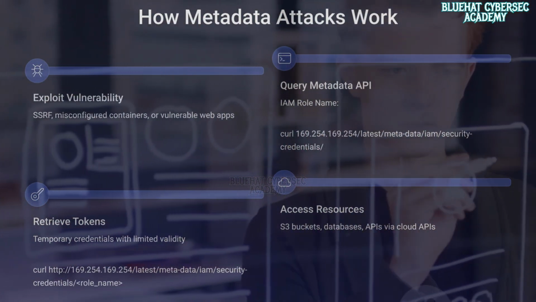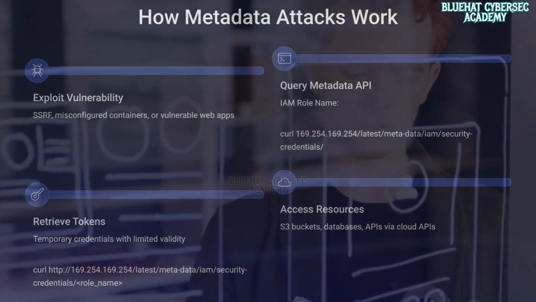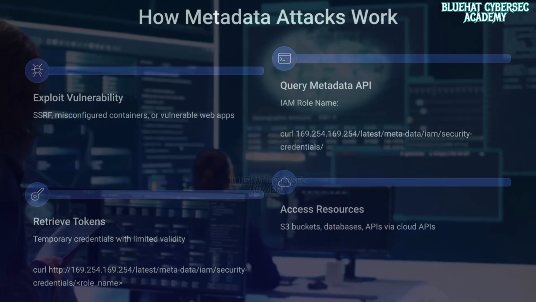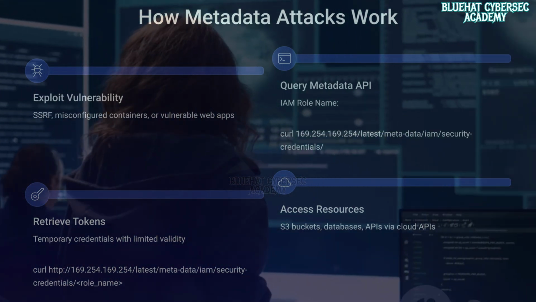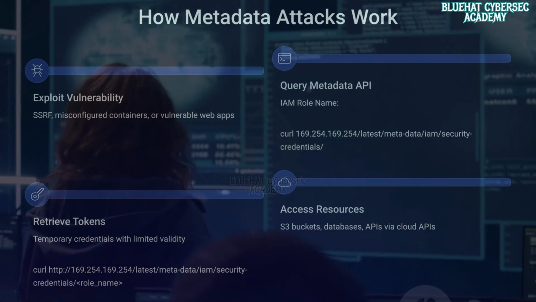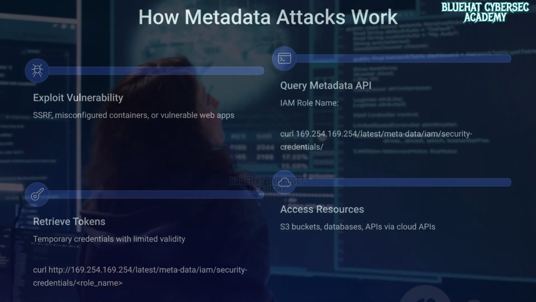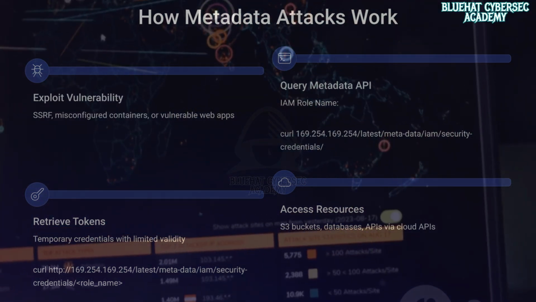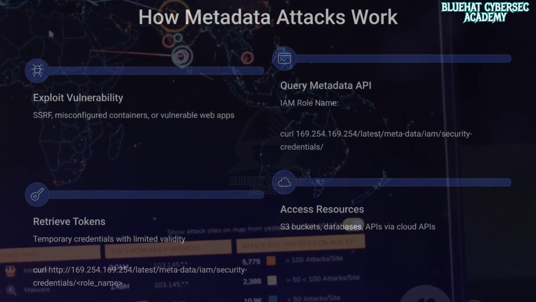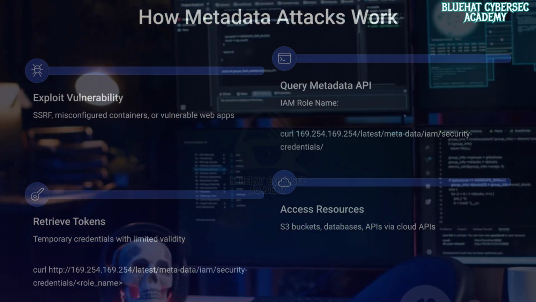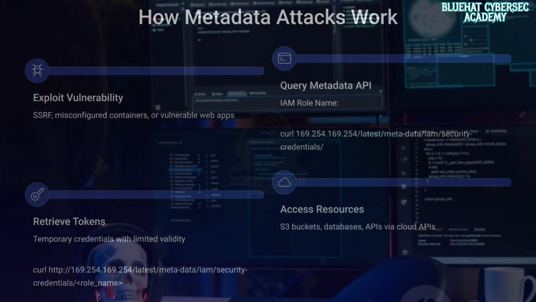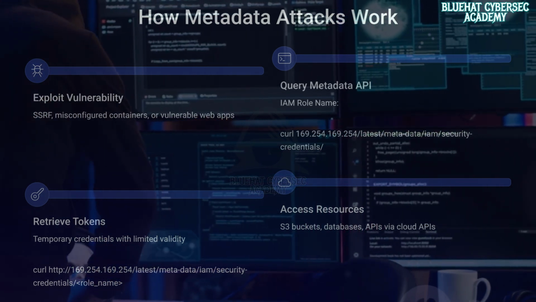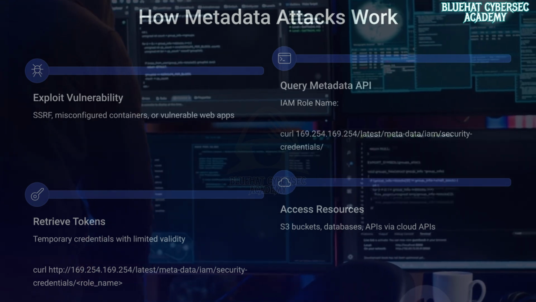Let me walk you through how these attacks actually work, step by step. First, attackers need to gain access to the target instance. They often exploit vulnerable web applications, misconfigured containers, or SSRF, which stands for Server-Side Request Forgery vulnerabilities. SSRF is particularly sneaky. For instance, if a web app fetches URLs based on user input without proper validation, an attacker could trick it into making requests to 169.254.169.254, your internal metadata endpoint.